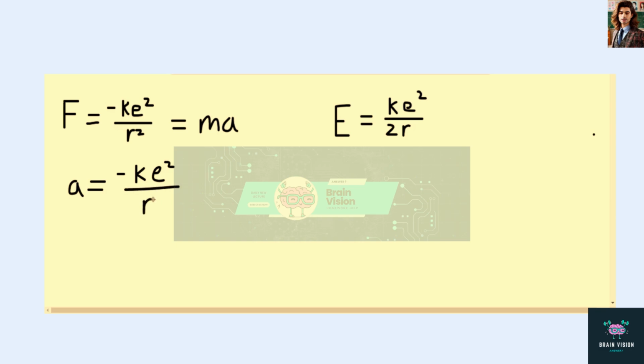And in the equation we were given for dE/dt, we have an a squared term. So let's go ahead and get an a squared term here. So a squared is equal to negative k squared e to the fourth over r to the fourth. Oh, I forgot my m on the bottom. There should be an m down here. So since we were solving for a, this is divided by m squared r to the fourth.